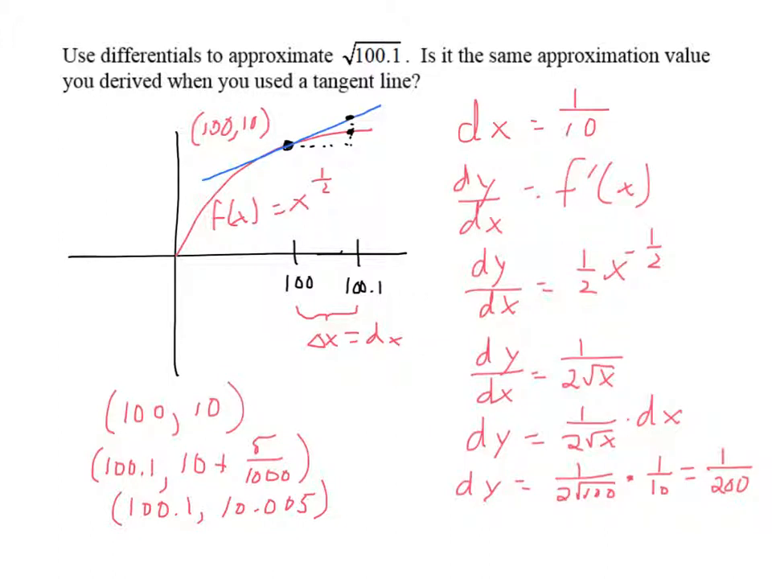Before we move to the next example, I just want to point out that once we found our dy, we had to then add that number to our y value. So that was important in terms of getting our approximation. Of course, our approximation wasn't 0.005. We had to add that to the 10. We're going to see in our next example that it's going to be a little different. We just have to pay attention to the question.